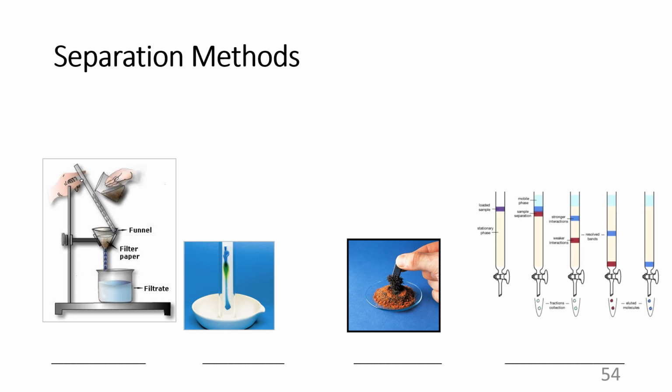All right, the next one, we see a filter funnel with filter paper. We're pouring a mixture of solid and liquid into that filter, and the solids are stopping, liquids are coming through. That is filtration. In the next one, we see a piece of paper submersed in a liquid, and we see different colors kind of moving up the paper. That is paper chromatography. The next one, we see the person holding a magnet and the metallic bits sticking to the magnet, the rest of the solid staying behind. That's magnetic separation. And finally, we see a column that has a stationary phase and a mobile phase, which is solvent moving through. And we see different bands being separated and coming out at different times. That's another version of chromatography.